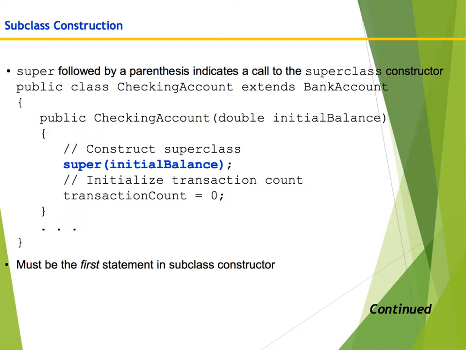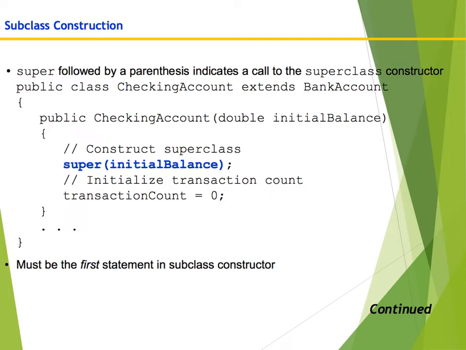We write the word super, and in parentheses, we write the explicit parameter that we need to pass to the constructor of the superclass. After we are done with constructing, we can simply initialize the instance fields that are new in the subclass, and they are not inside the superclass. Therefore, by calling the superclass's constructor, they are not initialized.